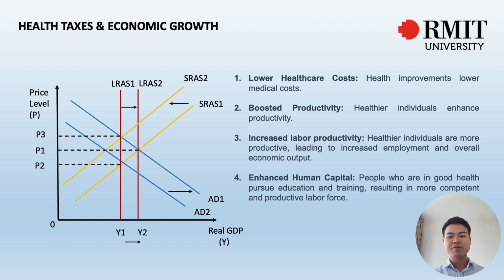A tax on unhealthy goods may reduce consumer spending on those items, and in the short run, this could lead to a leftward shift in the aggregate demand curve as people reduce their consumption of such goods. However, in the long run, if the tax leads to improved public health outcomes, it can positively affect the AD curve. A healthier population is generally more productive and may have an increased disposable income due to reduced healthcare costs. So this can lead to increased consumer spending and a rightward shift in the AD curve over time.